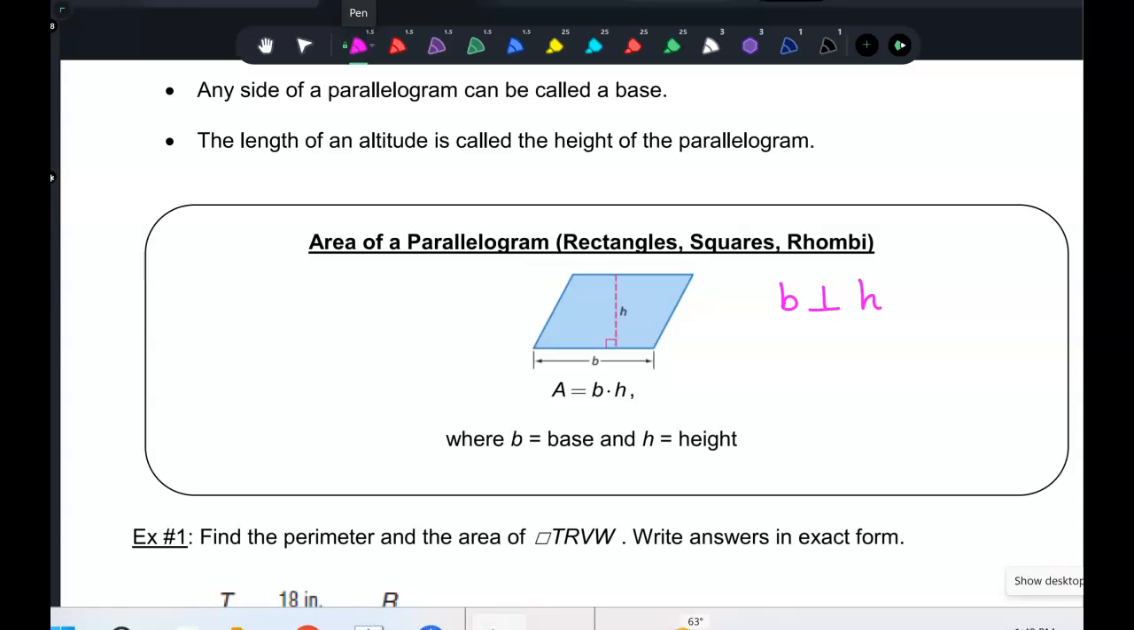Degree. Okay, so now rectangles, squares, and rhombi are all special types of parallelograms. So this formula can also be used for those shapes. You just need to remember the formula. Rectangles are base times height. So a parallelogram is the same thing, base times height.